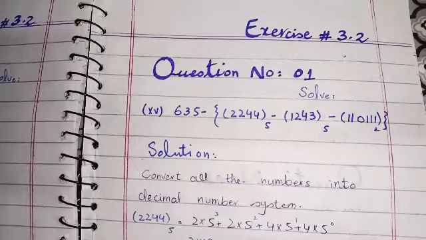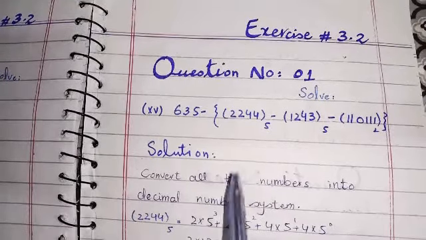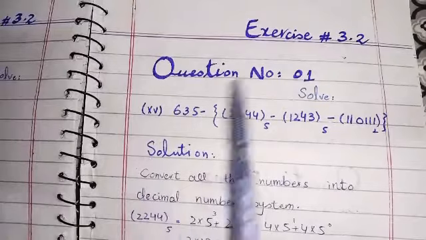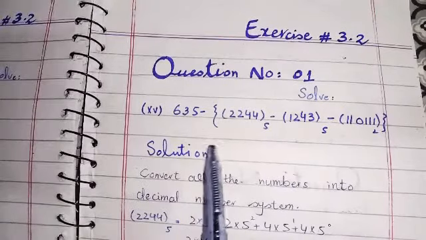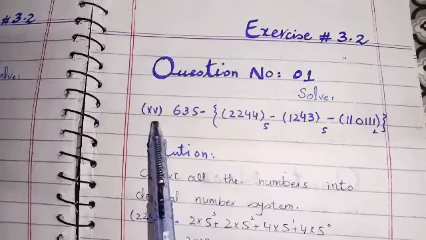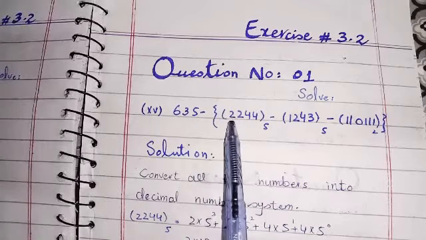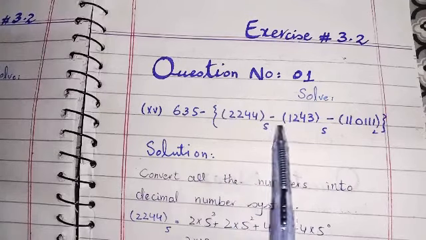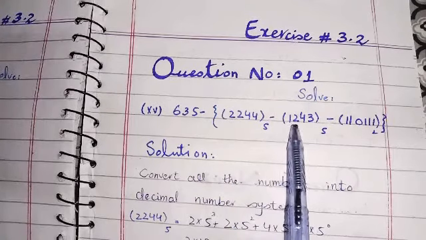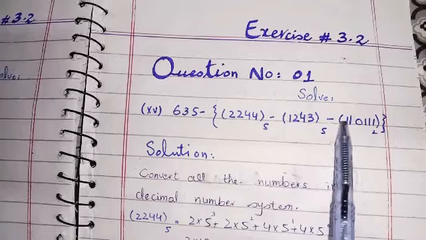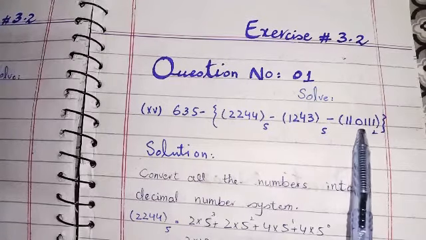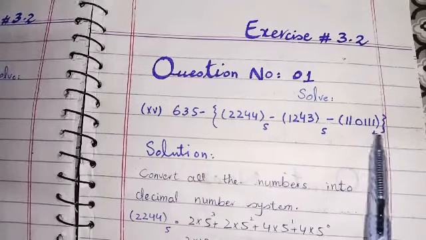Students, today we are going to solve question number 1 part 15 of exercise number 3.2. As you can see, here is our part 15: 635 minus curly bracket, in bracket we have 2244 with base 5, minus in bracket we have 1243 with base 5, minus in bracket we have 110111 with base 2, curly bracket.